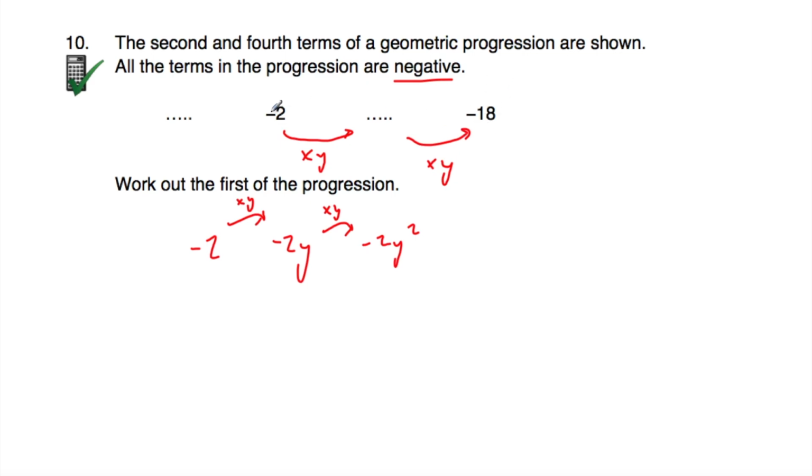So that's an equation we can form, because minus 2 times y is minus 2y, times by y again would be minus 2y squared, and that's equal to minus 18. So that's an equation we can form. Minus 2y squared is equal to minus 18.